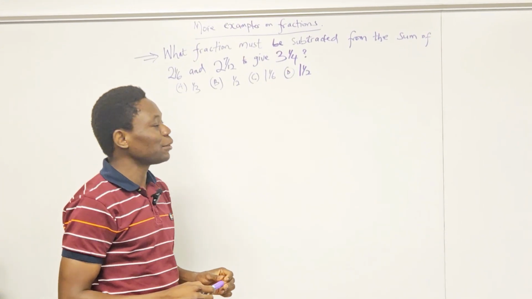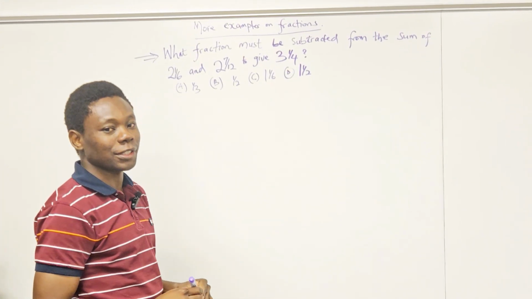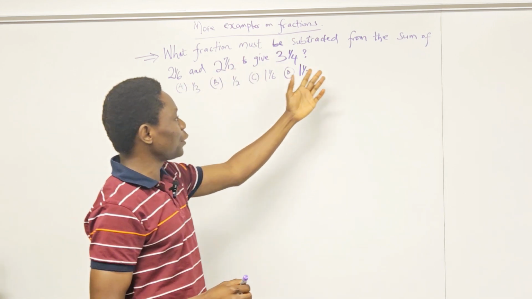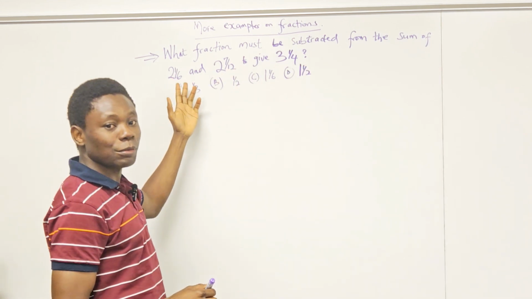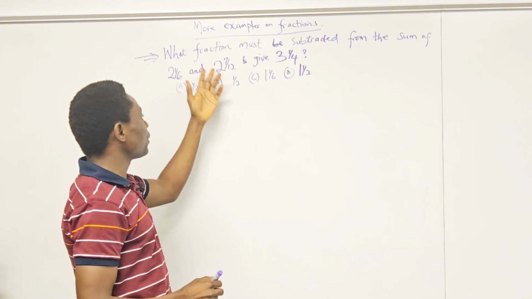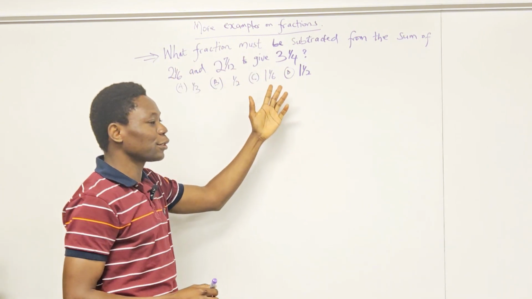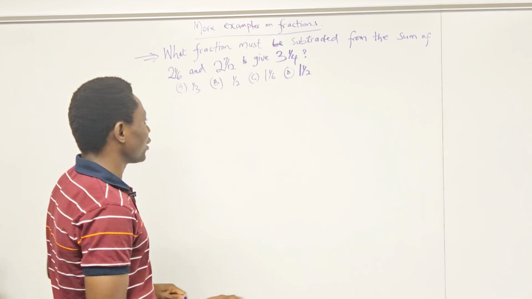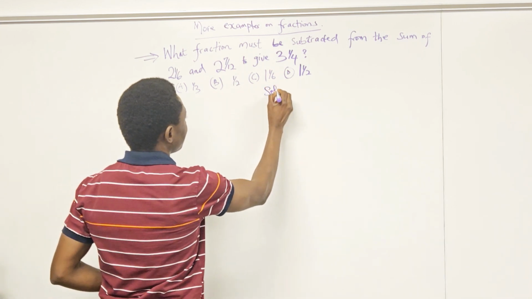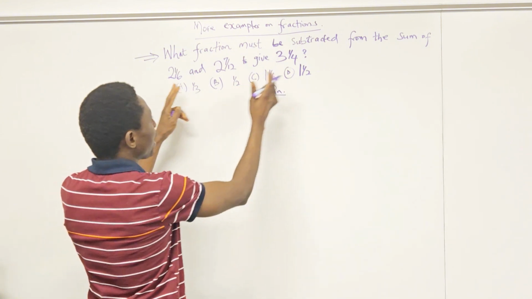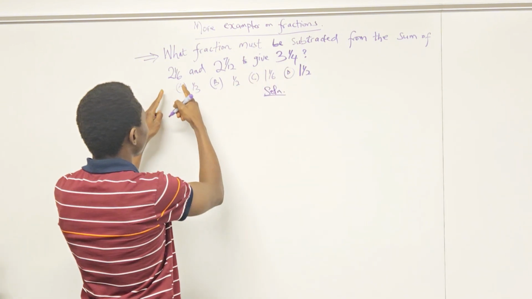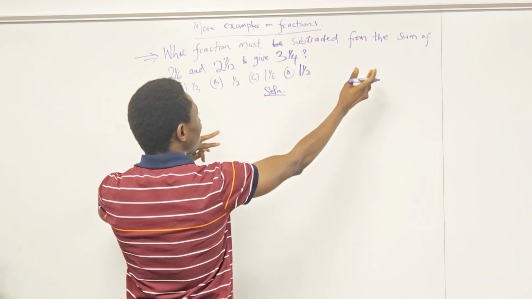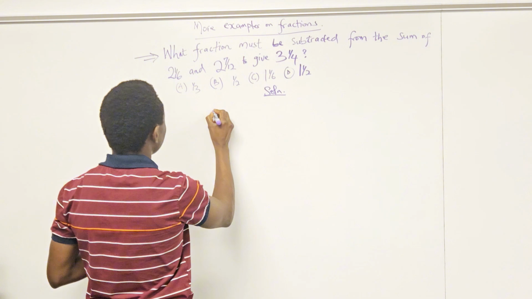All right, now let's solve more examples on fractions. The question is, what fraction must be subtracted from the sum of two whole number 1 over 6 and two whole number 7 over 12 to give three whole number 1 over 4? And one out of these 4 options is correct. Now let's solve. We are given two fractions, two whole number 1 over 6 and two whole number 7 over 12. So the first approach is to sum the fractions together.